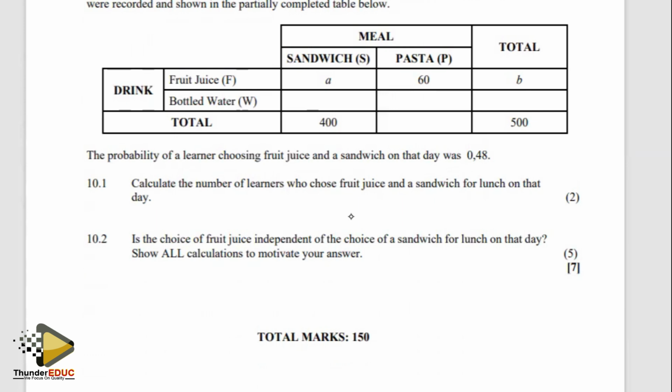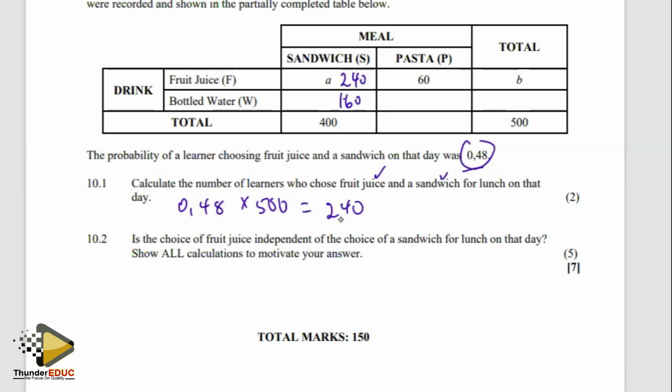All right, lastly, question number 10. Learners at a hostel may choose a meal and a drink for lunch. Their selections yesterday were recorded in a partially completed table. Probability of choosing a sandwich and fruit juice is 0.48. Calculate the number of learners that choose fruit juice and sandwich. Okay, if the probability is that, it will be 0.48 multiplied by 500. This gives me 240.